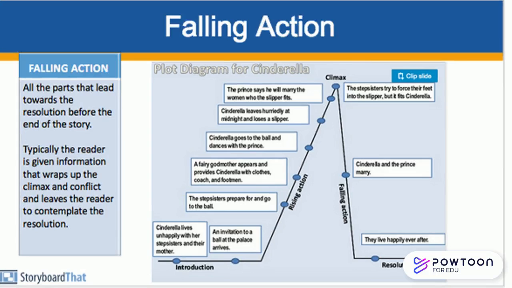During the falling action, the conflict is starting to be resolved. You see a resolution coming soon. In Cinderella, the falling action is when Cinderella and the prince marry.